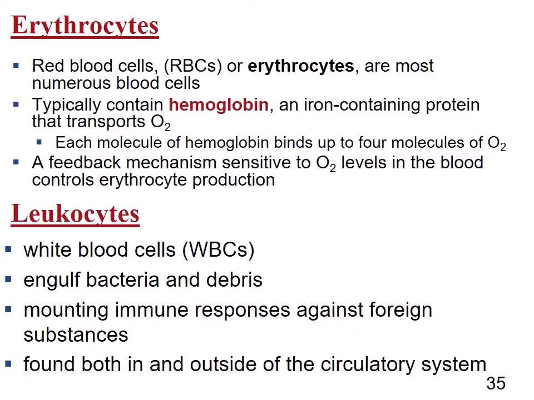And there's a whole feedback mechanism that's sensitive to oxygen levels that controls your erythrocyte production. So if you've heard of cyclist blood doping, it's because they either increase their amount of erythrocytes by stimulating their production, or they increase their amount of erythrocytes by like taking their own blood. That would be a really beneficial thing for them since they're endurance athletes, but generally I would not encourage you to do that. Then leukocytes are your white blood cells. They engulf bacteria and debris, and they're important for fighting foreign substances, and they can be found both inside and outside of the circulatory system. They can actually leave the circulatory system to go hunt down invaders.